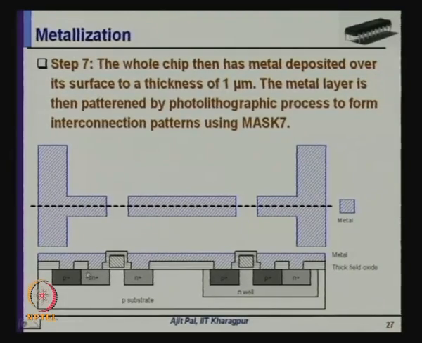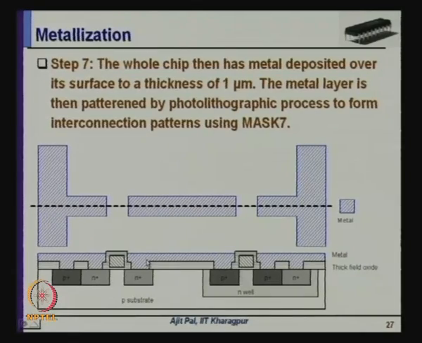So, for that purpose the entire substrate will be covered with metal, usually aluminum. So, the whole chip then has metal deposited over its surface to a thickness of 1 micron. The metal layer is then patterned by photolithographic process to form the interconnection pattern using mask 7. So, you will require another mask to define the interconnection pattern.